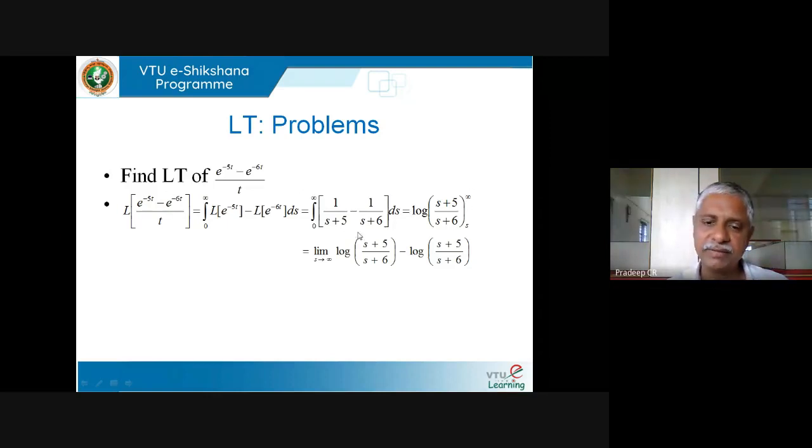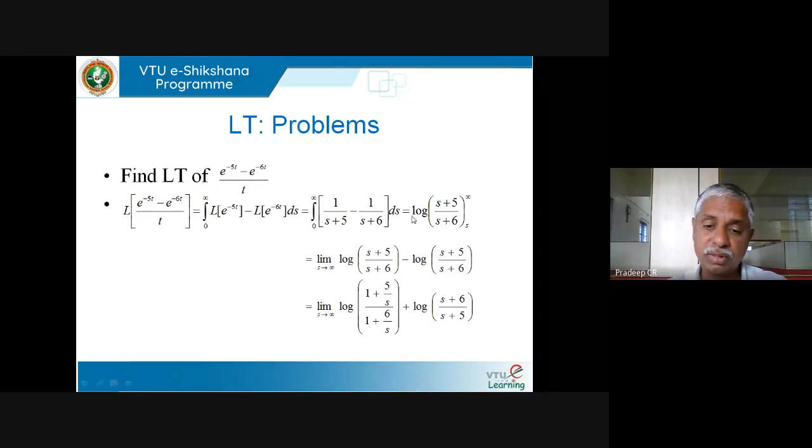The upper limit is infinity, which I'll write as the limit as s tends to infinity. The lower limit is s, so I substituted the value of s here. So this is the limit of log of (s plus 5) by (s plus 6) as s tends to infinity, minus log of (s plus 5) by (s plus 6). How do I evaluate this? This is what I told you. You divide the numerator and denominator by s and you are in good shape. So you will get 1 plus 5 by s over 1 plus 6 by s. As s tends to infinity, 5 by s tends to 0 and 6 by s tends to 0. So 1 plus 0 and 1 plus 0, so I'll get log of 1 by 1, which is log of 1. Log of 1 is 0, so this whole thing goes to 0.